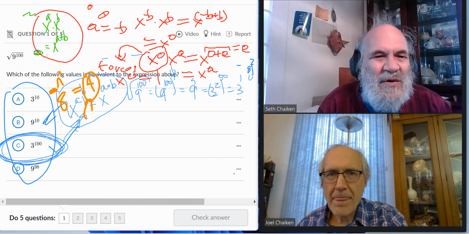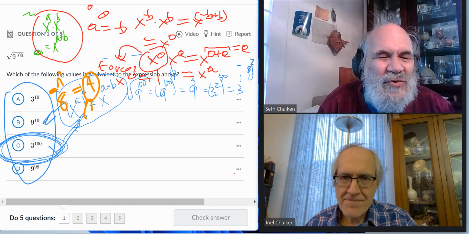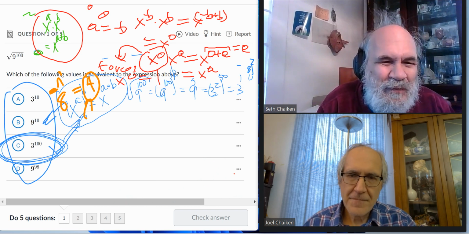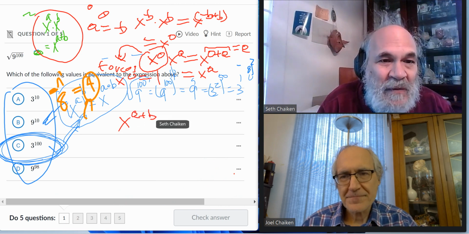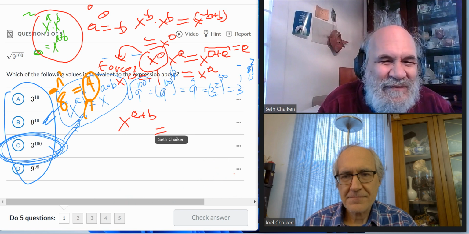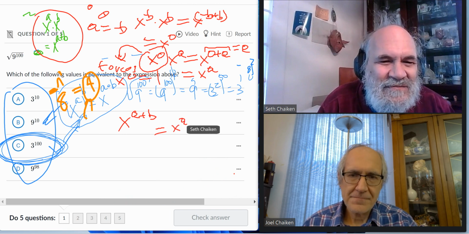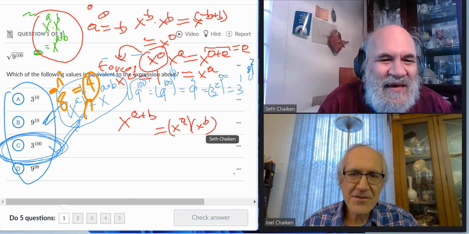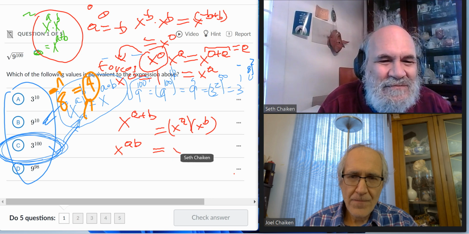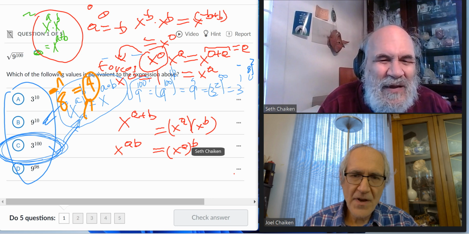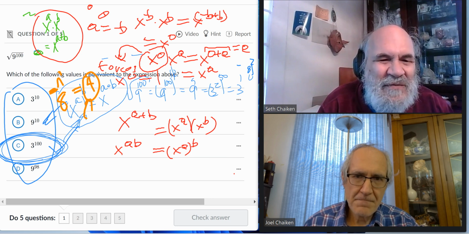So we're going to summarize the rules. x to the a plus b equals x to the a times x to the b. And it goes both ways. x to the a times b equals x to the a raised to the bth power. Both of these are consequences of the counting-number definition.